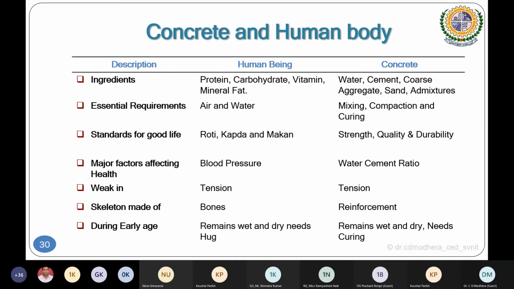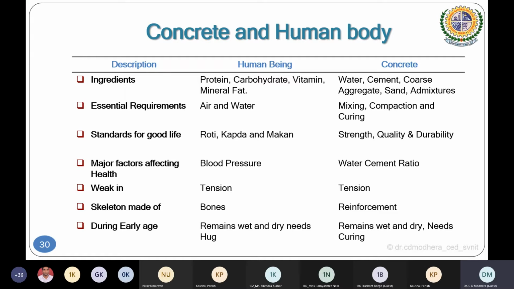A human being needs ingredients to survive: protein, carbohydrate, vitamins, minerals, and fat. In concrete, the ingredients involved are water, cement, coarse aggregate, fine aggregate or sand, and admixtures if required. As an essential requirement, humans also need air and water, and to make good concrete, mixing, compaction, and curing are required as standards for a good life. We both must have a good life. What is involved in humans? Roti, kapda, and makan. And in concrete mainly strength, quality, and durability. So these are three fundamental differences between each other.